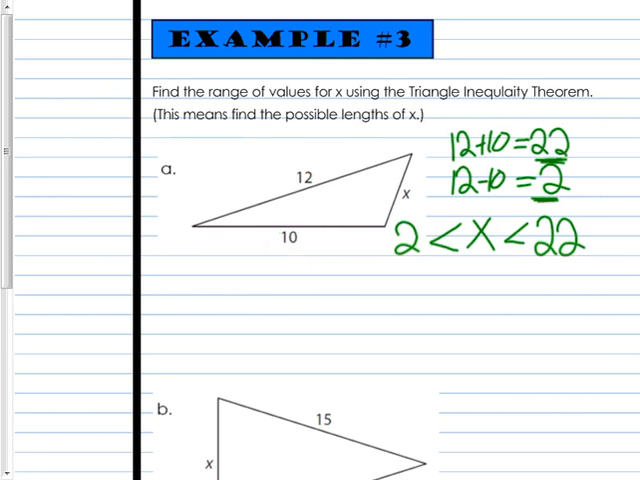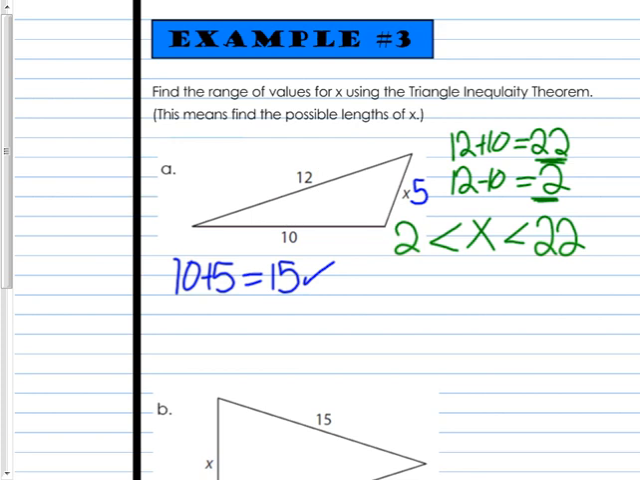So let's pick a number that's greater than 2, but less than 22. Okay, let's try the number 5. Let's pretend x is 5. That's greater than 2, but it is less than 22. Let's see if that number would really work to make a triangle. Let's add 10 plus 5 together. 10 plus 5 is 15. Is 15 larger than that third side, which is 12? Yes. So 5 would work.